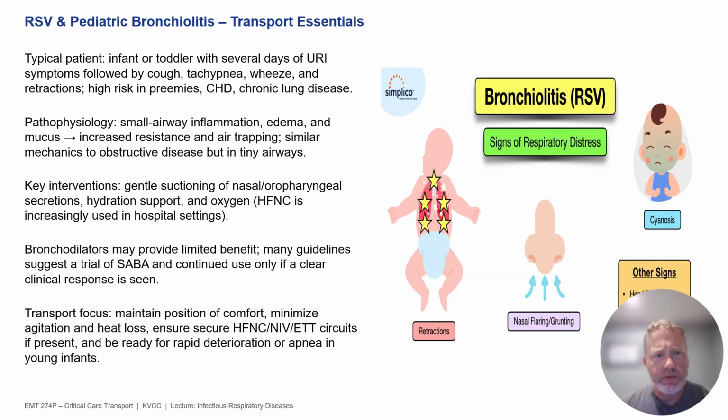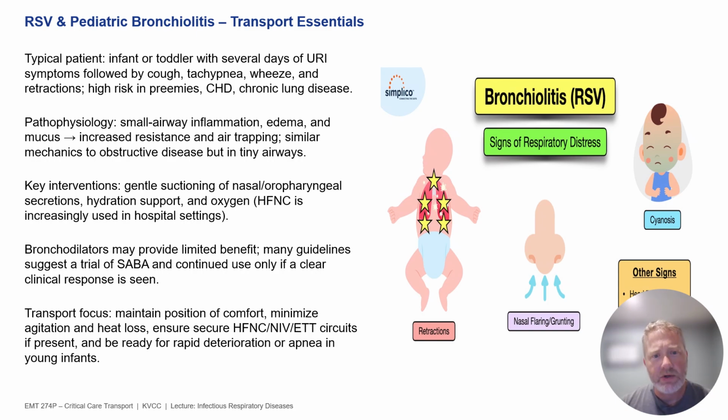RSV, respiratory syncytial virus, and bronchiolitis, kind of interchangeable. Bronchiolitis is a form of RSV. Those are two of the more common serious respiratory issues that patients are transported for, especially with the pediatric population, especially during the winter months.